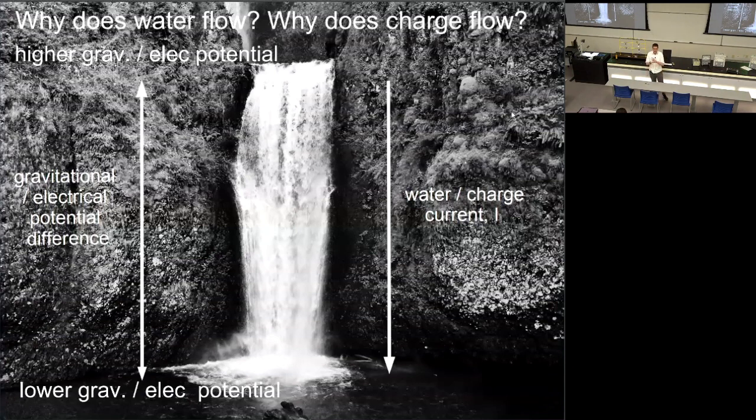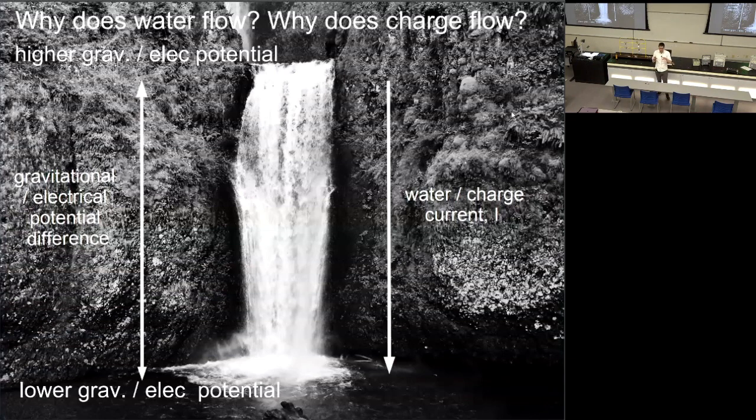Why do the electrons flow down the wire? Like, why did the water flow over the waterfall? Well, the water fell down the waterfall because of gravity. The electrons flow down the wire because of electricity. There's a gravitational force that's causing the water to fall over the waterfall, and there's an electrical force that's causing the electrons to stream down the wire. So that's the answer.